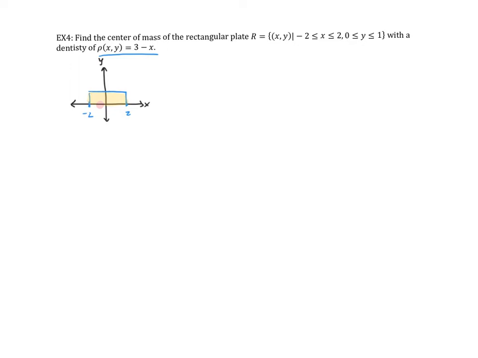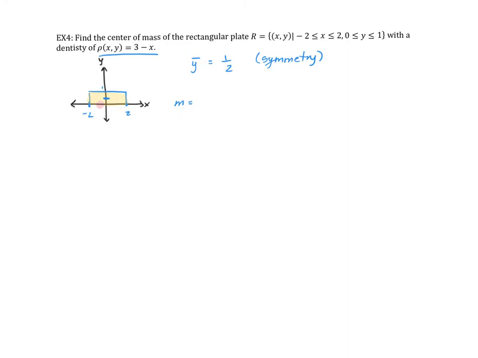But my y values will always balance at the halfway point of the y values. So since the y values go from 0 to 1, by symmetry, I can say that my y bar would have to be 1/2, right? It's the halfway point between 0 and 1. So here I'm just using symmetry again, which you don't have to use. I'm going to need to compute my mass, so I'll do that first.